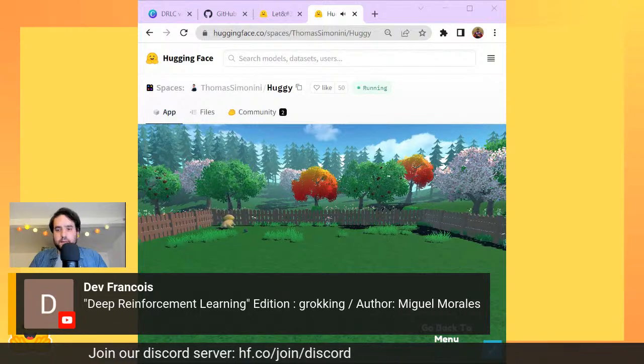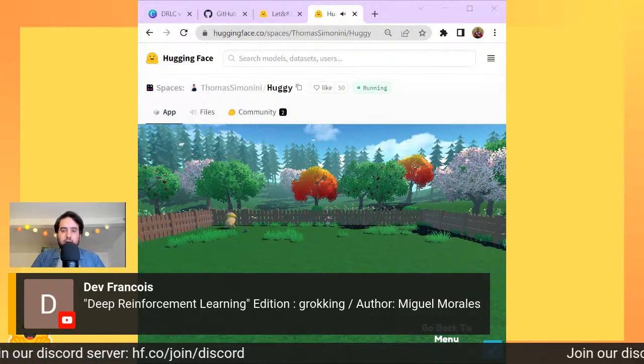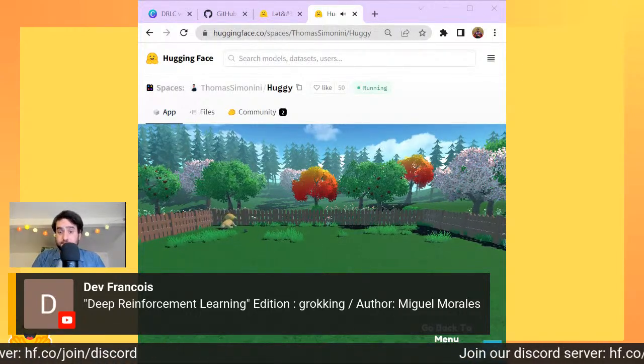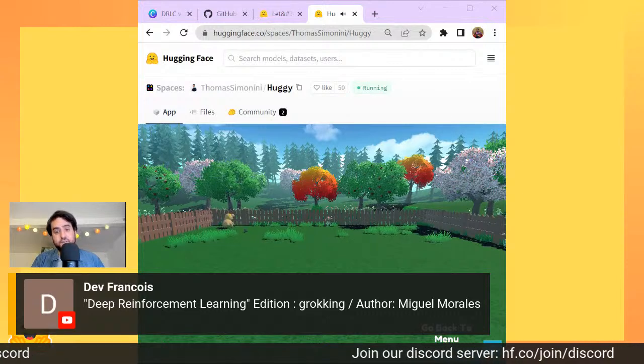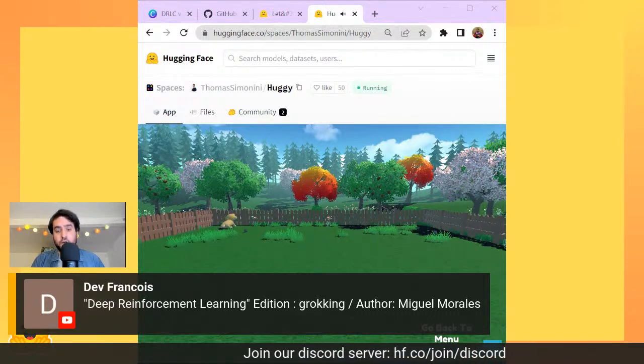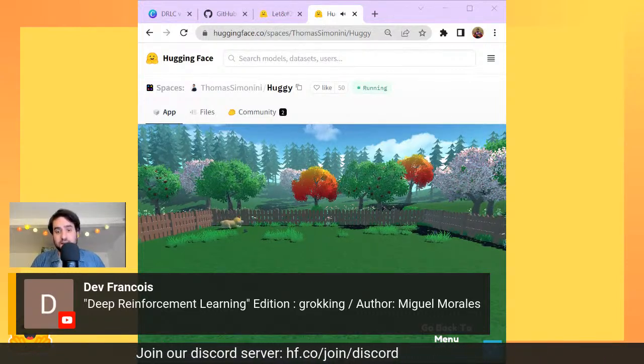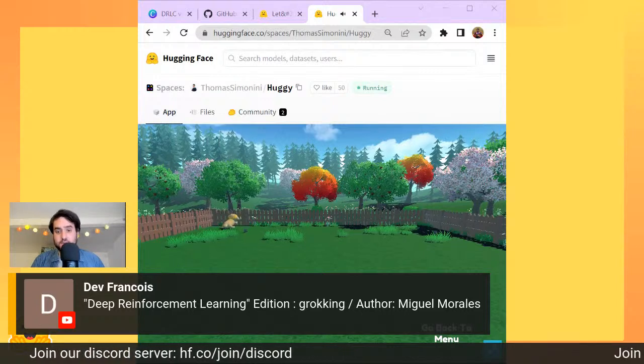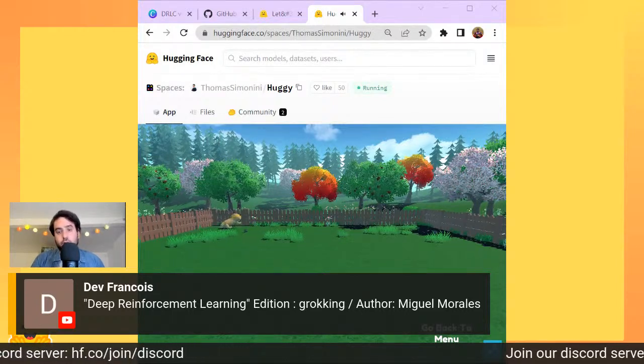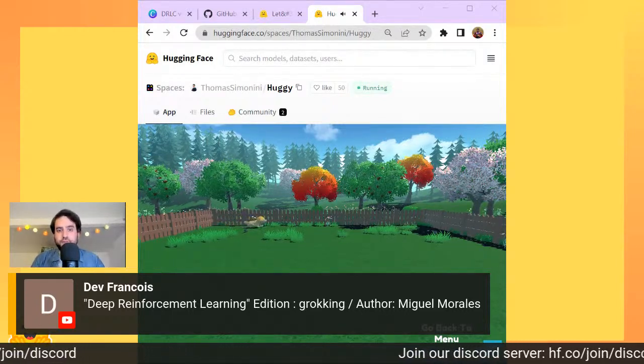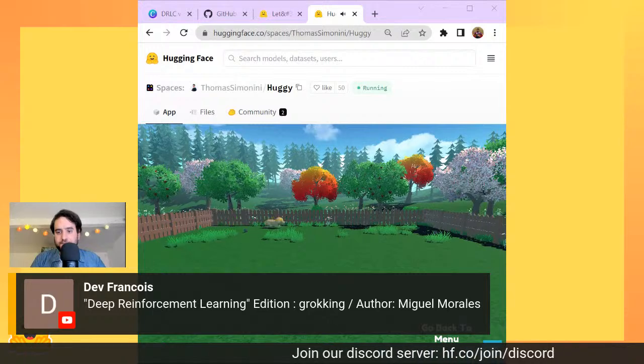Can we use AWS SageMaker instead of Colab? We didn't test it, but if you succeed to make it work, you can create a PR so that we can add it to the list of products you can use to train your agent.